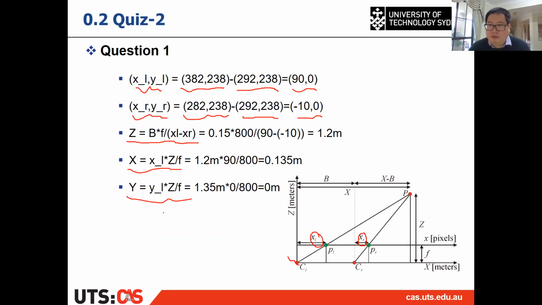I found some of the students didn't do this. The result is, you may have a correct value of Z, which is 1.2 meters, but definitely the meaning is not correct. When you calculate X, it is different, right? And when you calculate Y, it's different as well. So if you use xl as the original UV value, then X and Y are wrong.